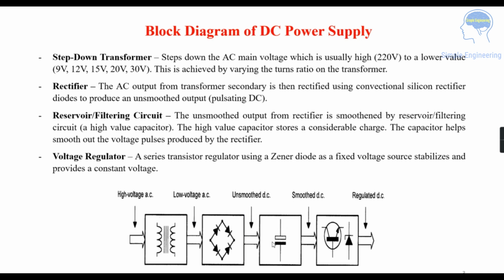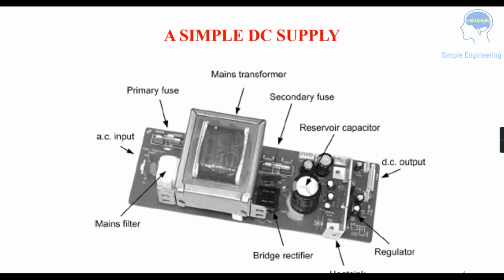Then we are using a reservoir or filtering circuit, where you are using a capacitor filter. Then you will get a smoothed DC over here, and that is given to a regulator circuit, where it is a voltage regulator. So a Zener diode is used as a voltage regulator over here, which will regulate your voltage, and a fixed voltage source stabilizes, and it will produce a constant voltage as the output. So this is the block diagram of a DC power supply.